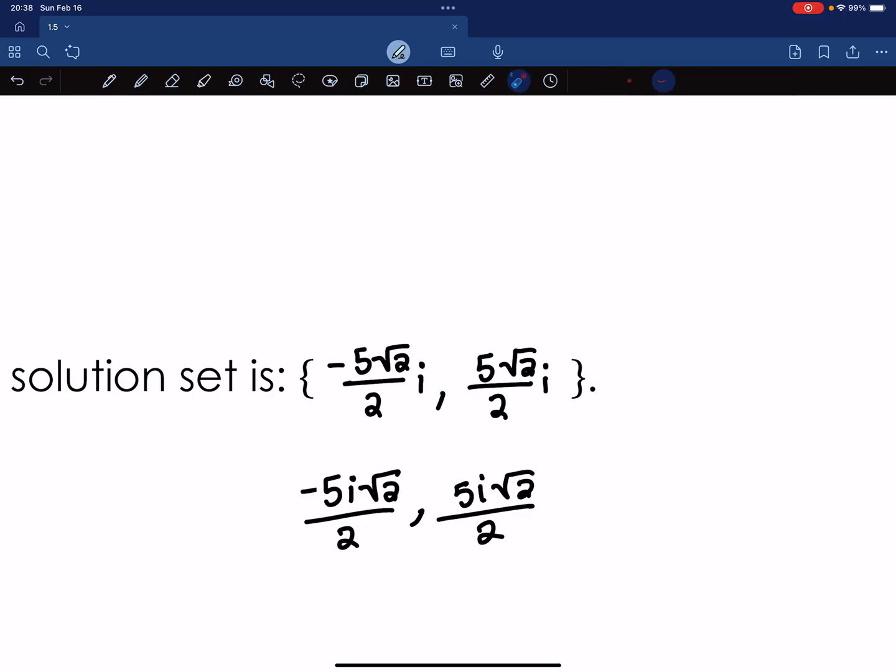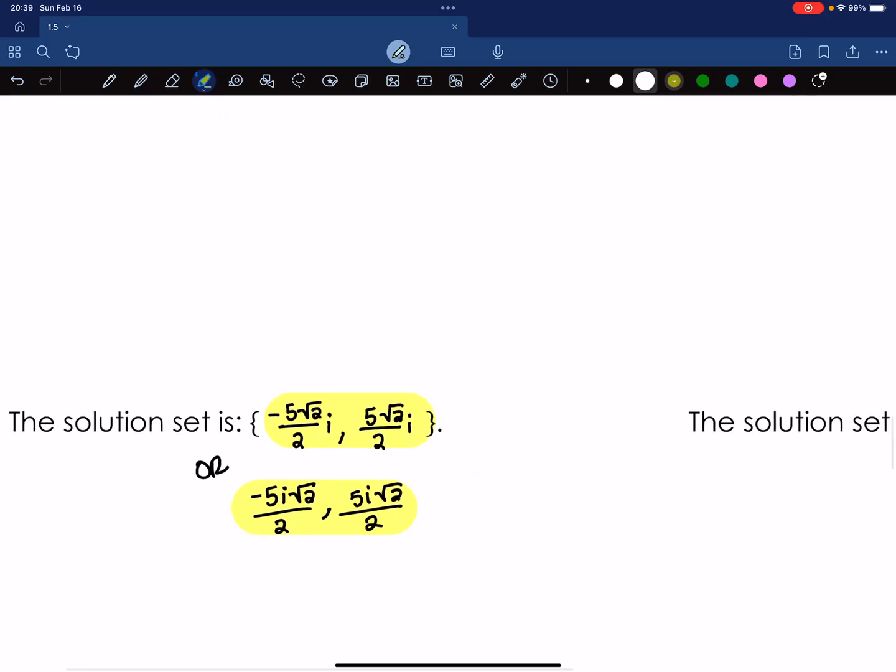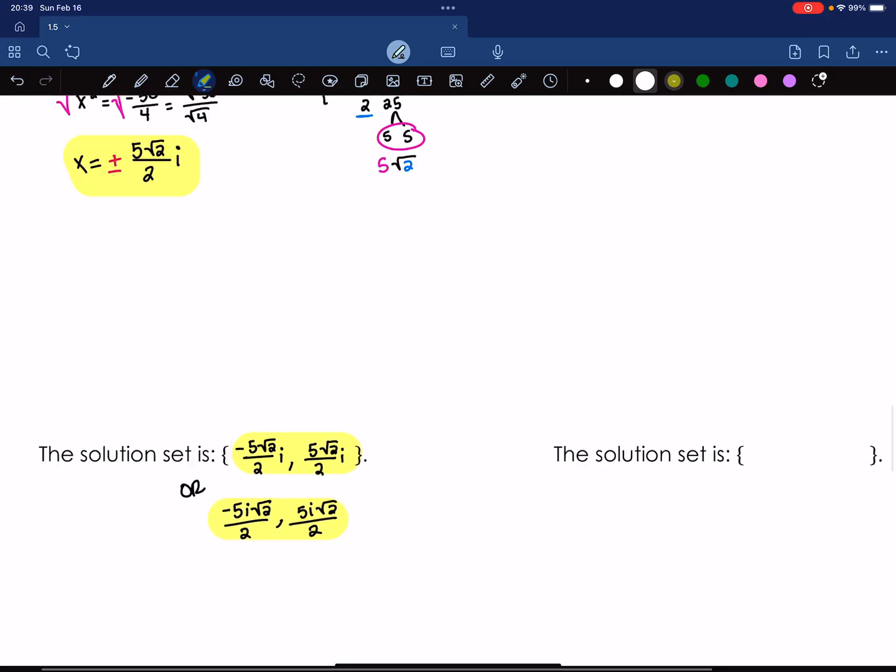Okay, we just need to make sure that the i does not go underneath the radical, because then it will count it wrong. So either one of these would be a correct way to type this in. So I'm going to go ahead and highlight that. And then if you feel better writing it that way, that's the same thing. Again, that's the letter i.